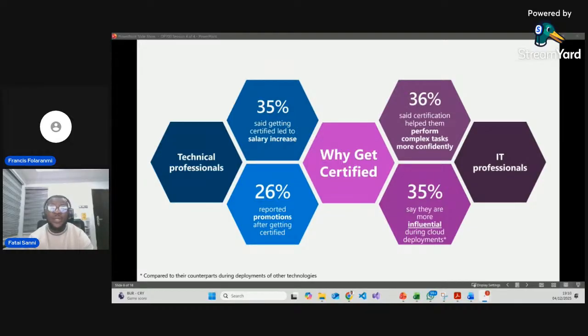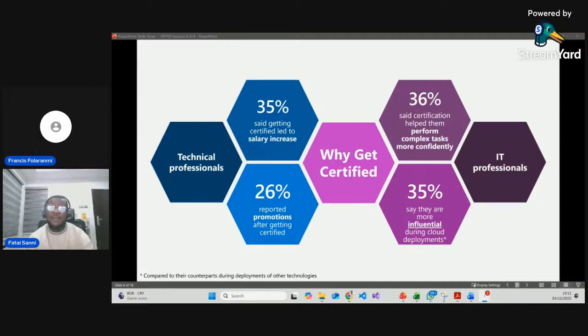Also, this certification allows you to perform complex tasks more confidently, because when you go through it, you have the skills and the knowledge, so you're able to perform complex tasks and deliver value in your organization as it relates to all matters regarding data engineering or analytics engineering, and other technologies that you are certified in as a certified professional.